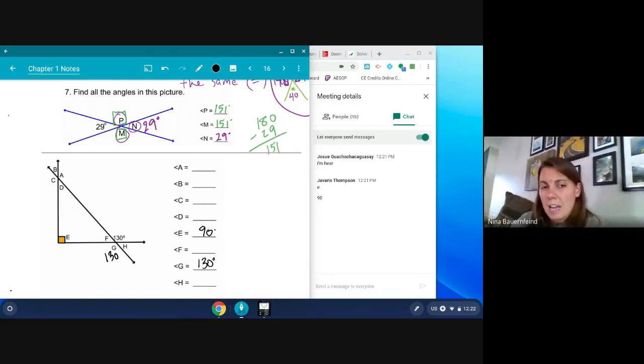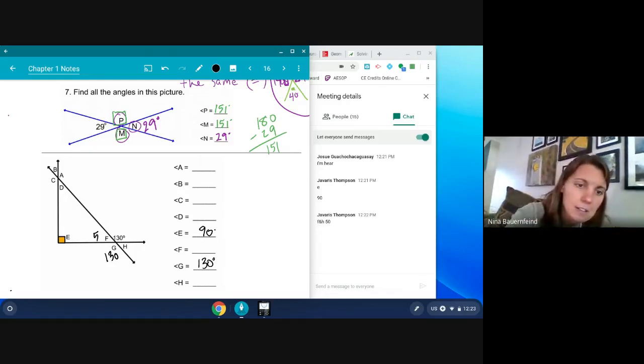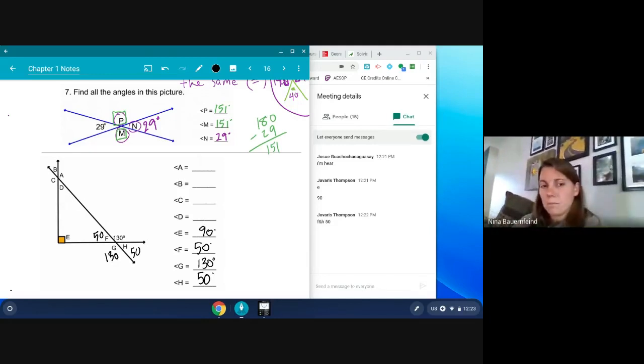Who else can tell me F and or H? F and H will be the same thing, but I'm curious how much they are. What are they? Perfect, you got it. It's going to be 50 and 50 because 180 minus 130 is 50. Okay? We all right with that section, that little cluster right there?